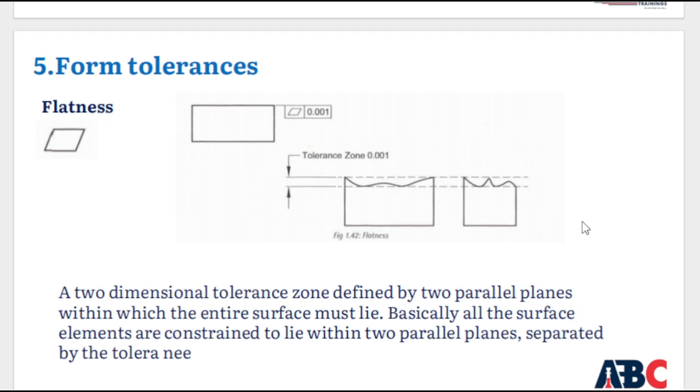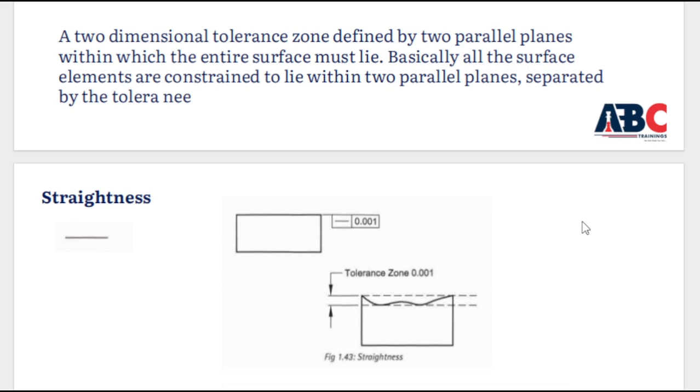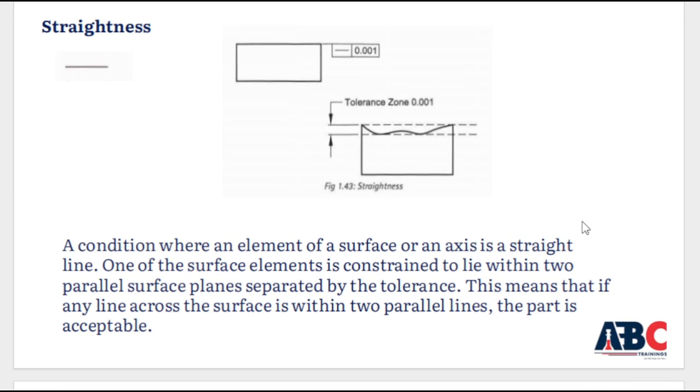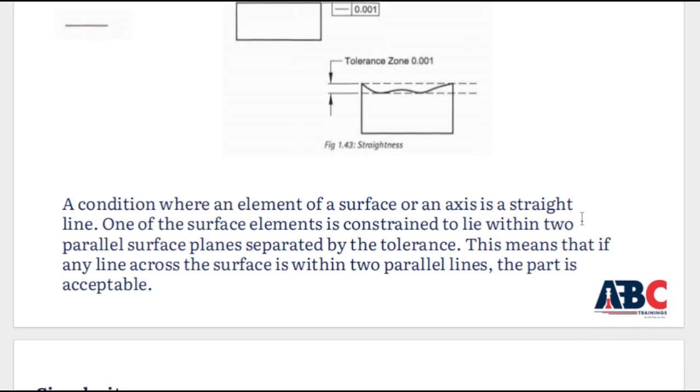Form tolerances. Flatness. The two-dimensional tolerance zone defined by two parallel planes within which the entire surface must lie. Basically, all the surface elements are constrained to lie within two parallel planes separated by the tolerance. Straightness. A condition where an element of a surface or an axis is a straight line. One of the surface elements is constrained to lie within two parallel lines separated by the tolerance. This means that if any line across the surface is within two parallel lines, the part is acceptable.